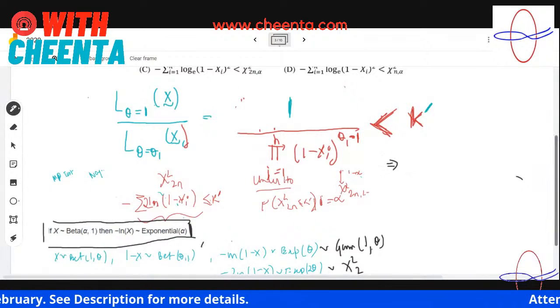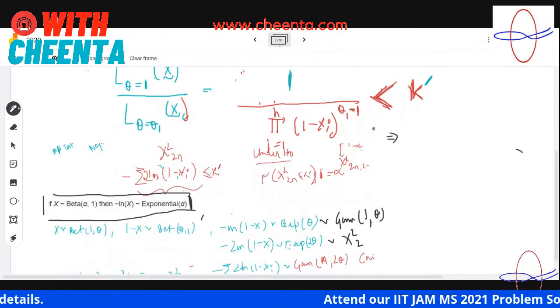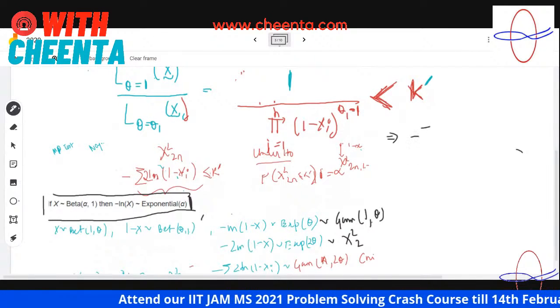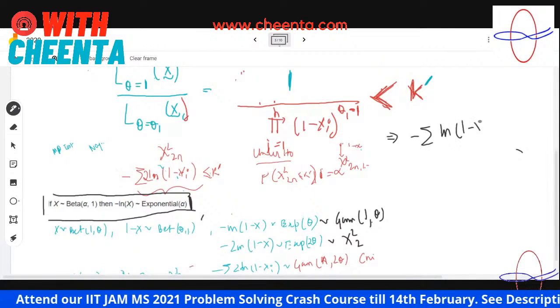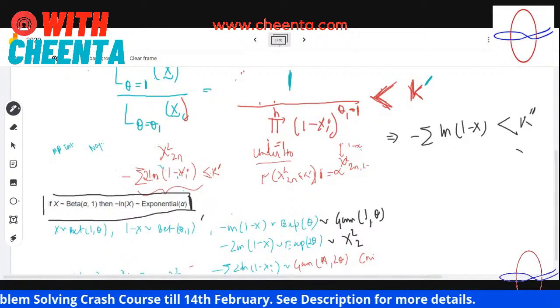So you get twice of this, so you multiply 2 with this. Okay, let's not multiply this, but let's take log first. So minus summation ln(1 - x) times some constant, that constant goes to that side, is less than or equal to k double dash, say.